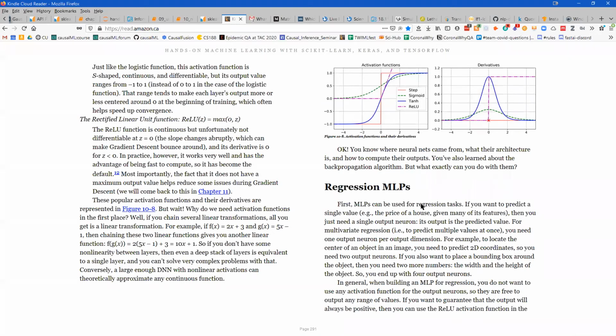So for example, real estate prices. You're looking at the characteristics of a house: the square footage, the location, the number of bedrooms, the number of bathrooms. You put all of those inputs together and predict what the price is, and the price is a continuous number. So that's a regression problem.